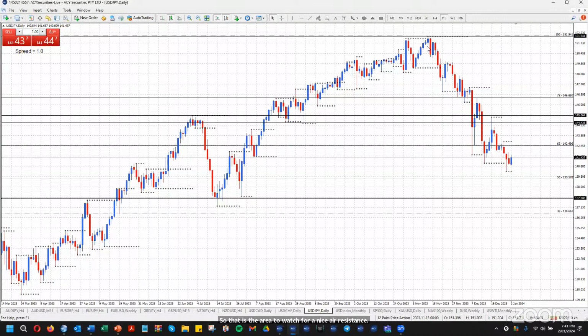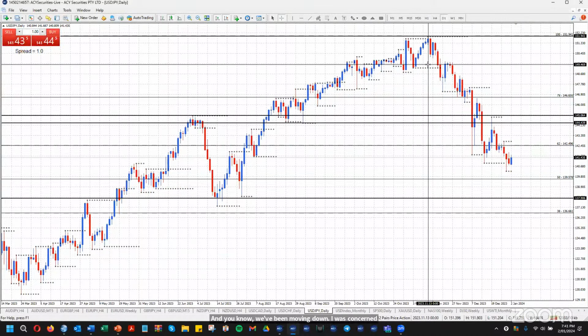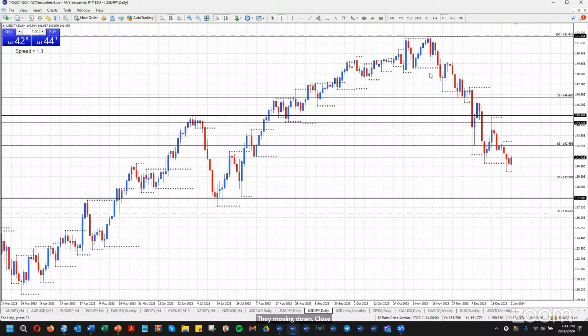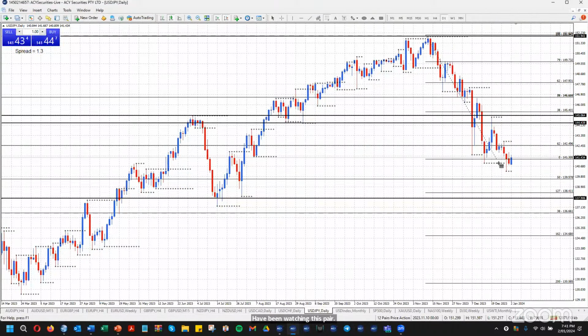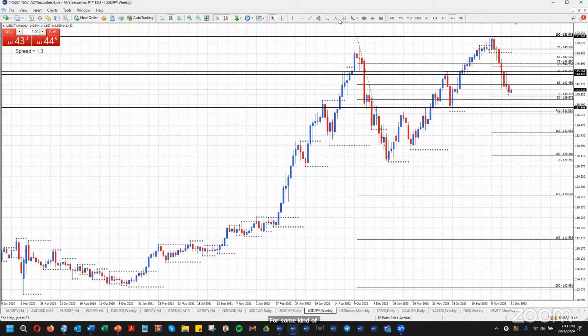And, you know, we've been moving down. I'm always concerned we've been moving down for so long. Been moving down close to 2 months. Okay. Is that it may be getting a bit low. I have been watching this pair. I've been monitoring this whole range, back to the weekly chart, for some kind of long-term rally, back up maybe to form a lower top on the weekly chart. We haven't had that. We haven't had that price action yet.